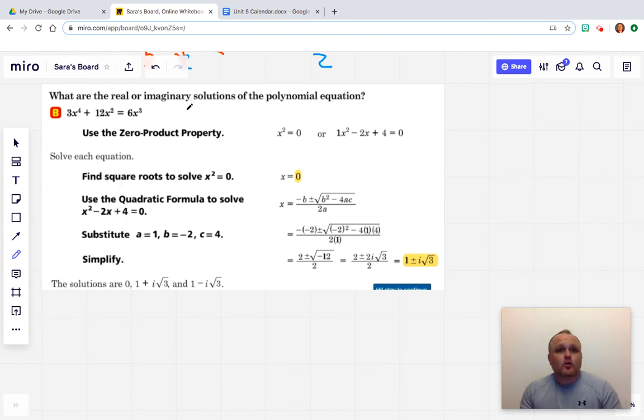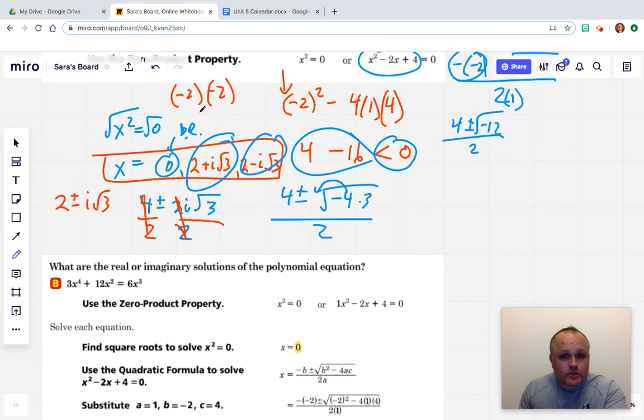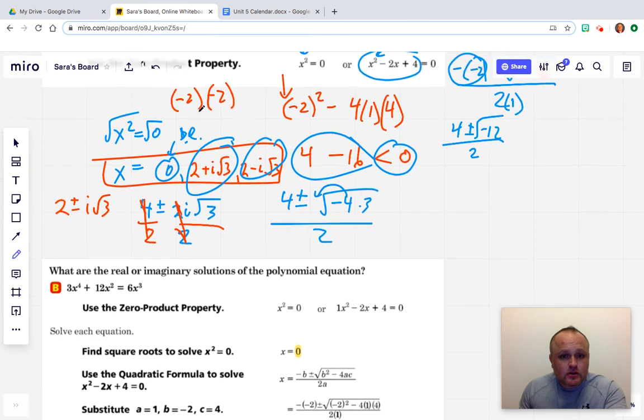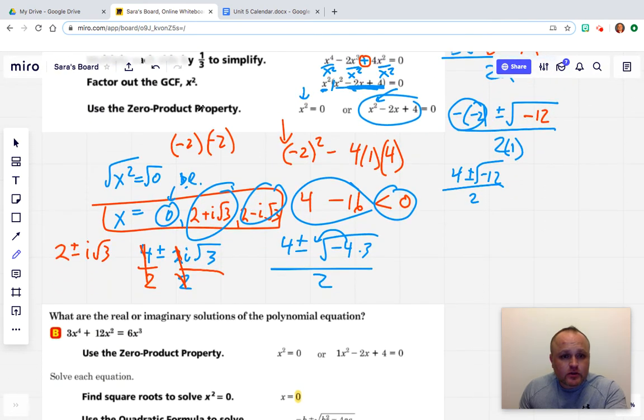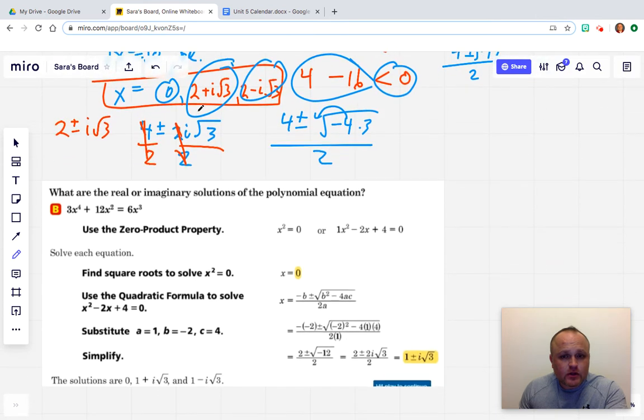All right, so what are the real and imaginary solutions for this polynomial? Okay, this might have been the answer to what we just did. 6x cubed, 12x squared, and 3x to the 4th.